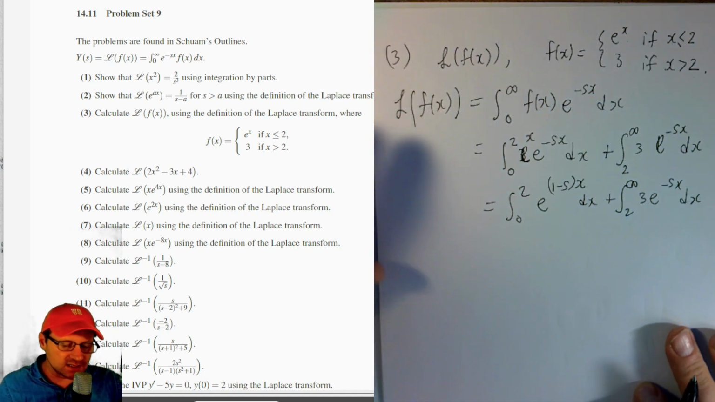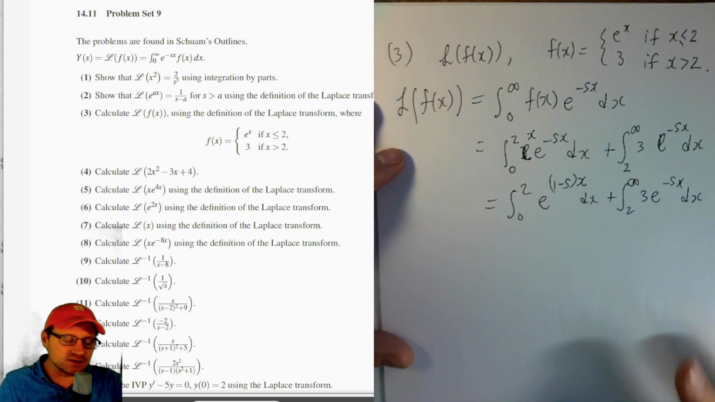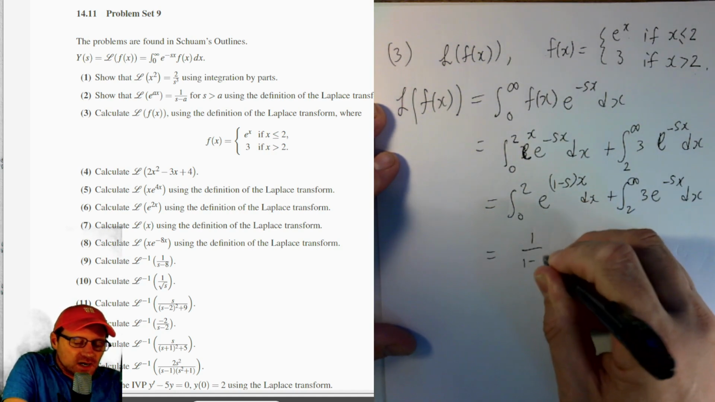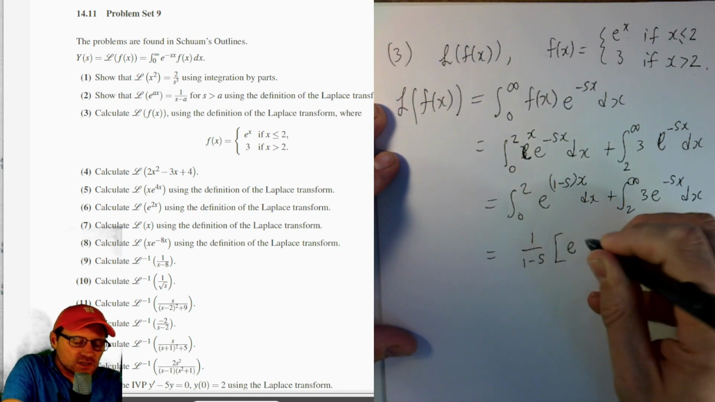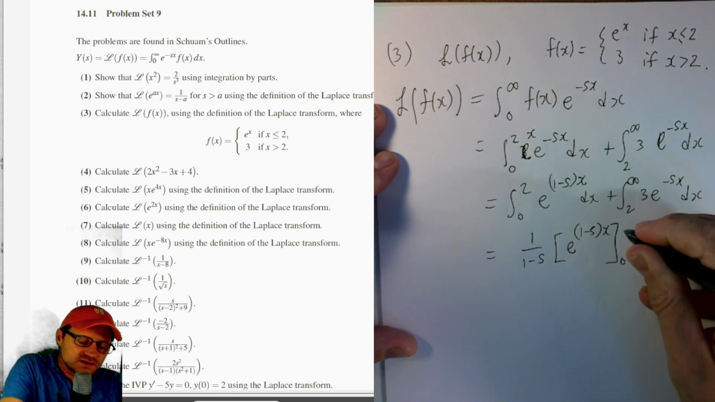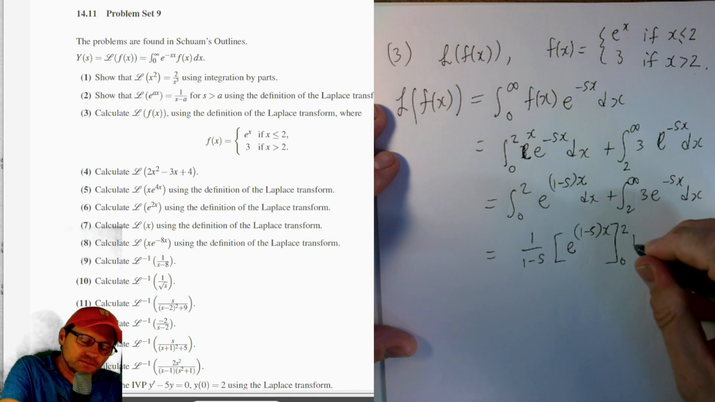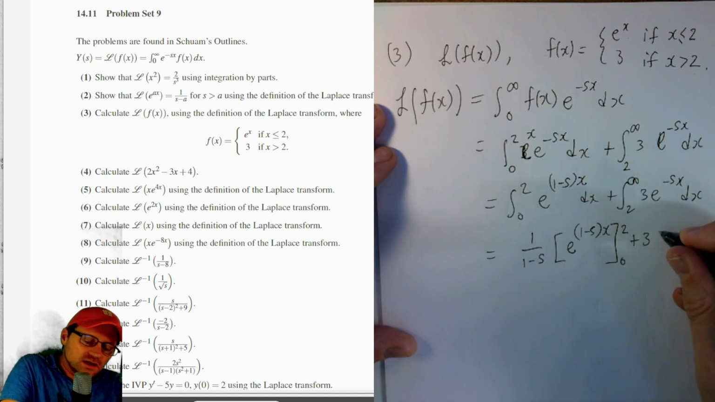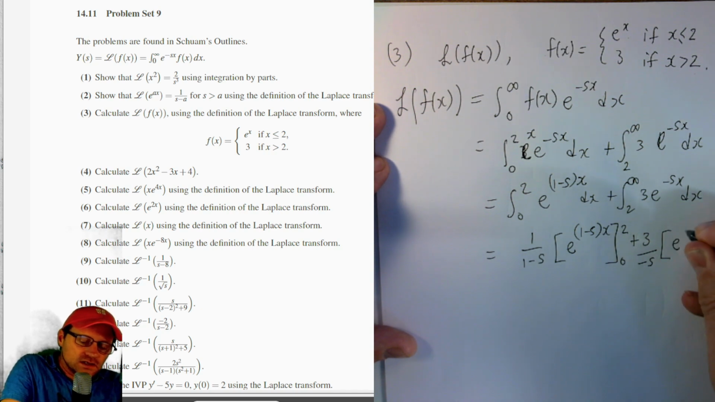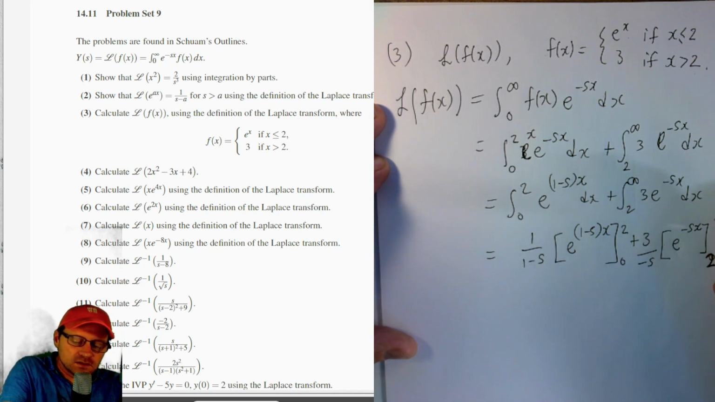Okay, so now let's integrate these. They're both easy to integrate. So we have 1 over 1 minus s, e to the 1 minus s times x between 0 and 2. And then over here, 3 over minus s, e to the minus sx, from 2 to infinity.